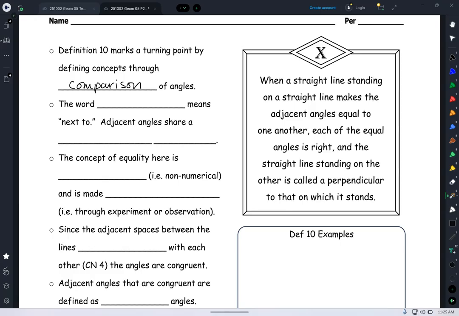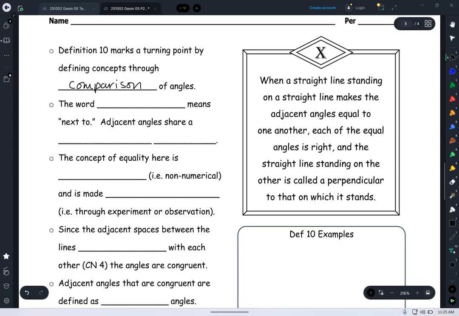So here's definition 10. When a straight line standing on a straight line makes adjacent angles equal to one another, each of the equal angles is right, and the straight line standing on the other is called a perpendicular to that on which it stands. That's a lot. There's a lot in there. So let's kind of break this down just a little bit.